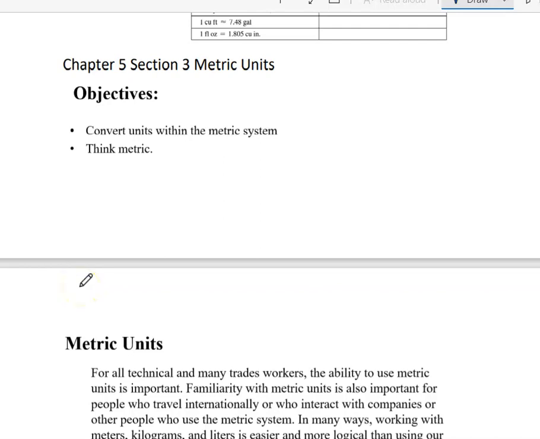Okay, Chapter 5, Section 3, Metric Units. The objectives in this section are going to be to convert units within the metric system and be able to think about things that are metric.